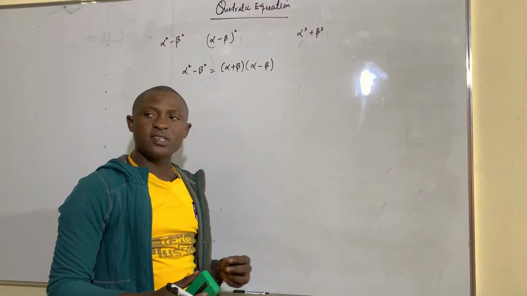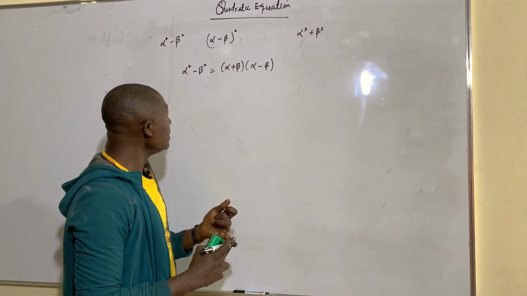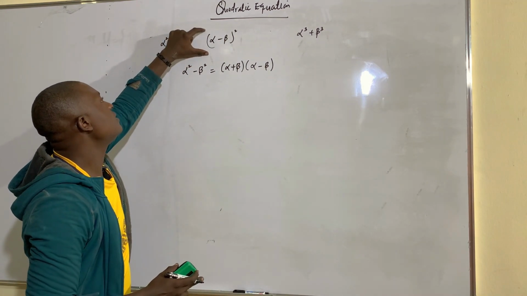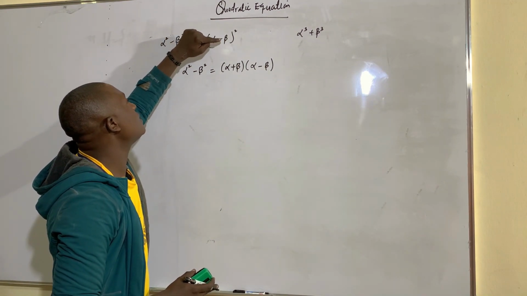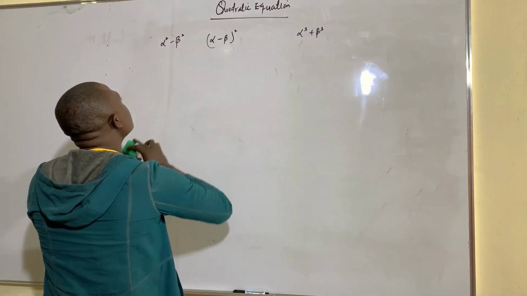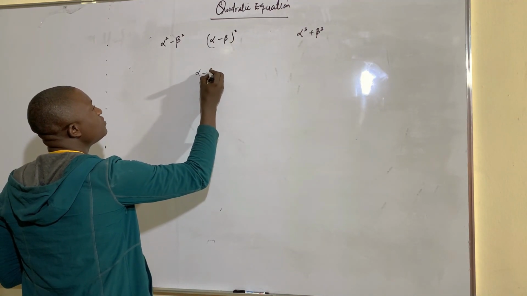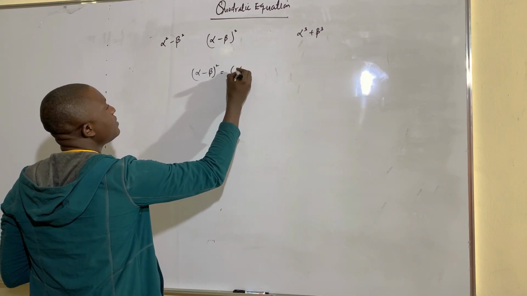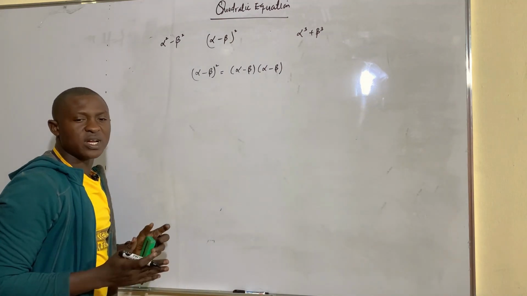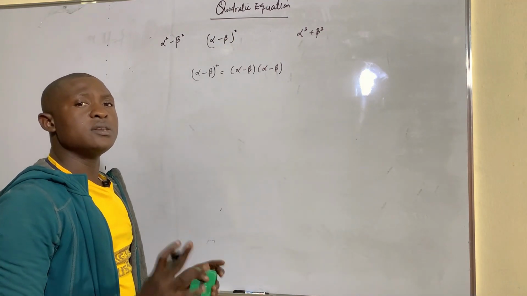You can twist this method anyhow you like, either in numbers or alphabets. Let's use this one. You can see that this expression is very simple. If we have alpha minus beta all squared, that simply means alpha minus beta and alpha minus beta. So whichever you use of the two, you are going to get the same result.